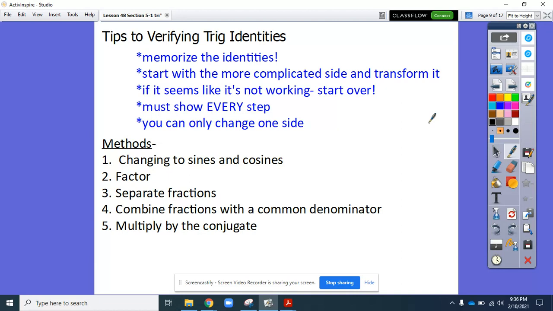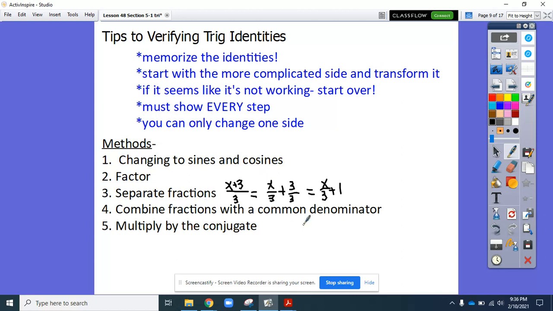First one that works sometimes is just to change everything in a problem in terms of sine and cosine. So that's an option, that we could change everything in a problem to sine or cosine. Another option is to factor. So sometimes we will see that we could factor. Another thing we can try is separating fractions. So if we had something like x plus 3 over 3, I could write that as x over 3 plus 3 over 3, which is x over 3 plus 1. So the fact that you're allowed to separate a fraction is a thing.